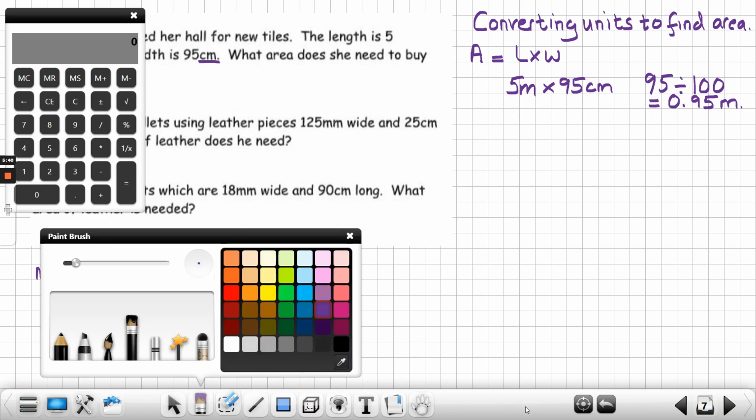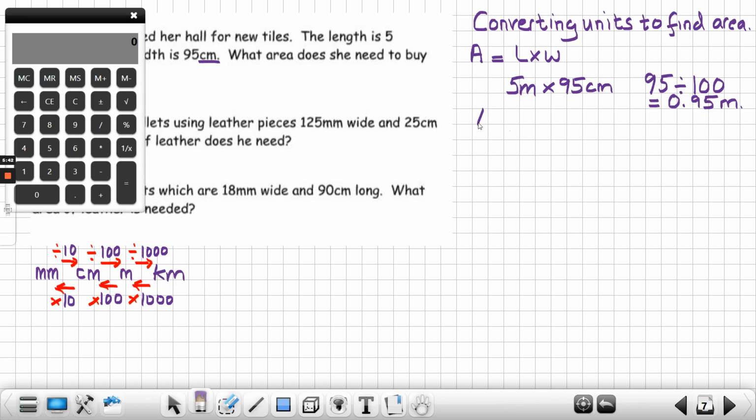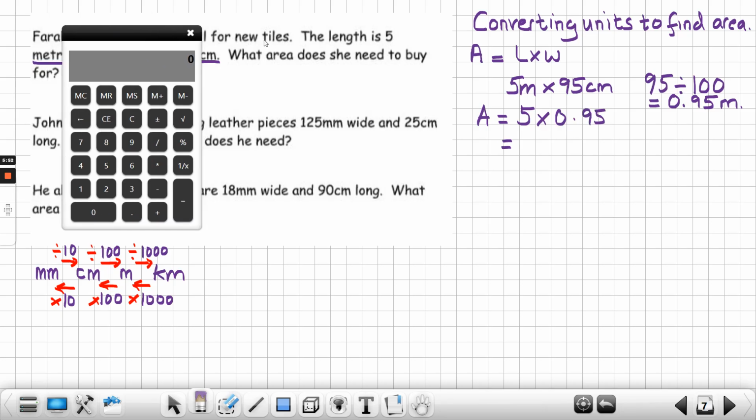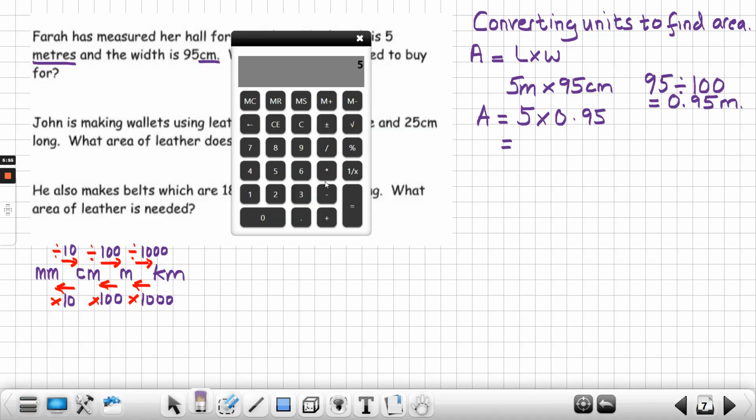and we are now going to find the area. So the area would be 5 times 0.95. Let's get that on the calculator. 5 times 0.95 equals 4.75. Must write down the unit.